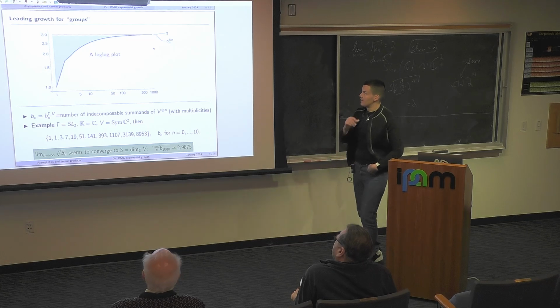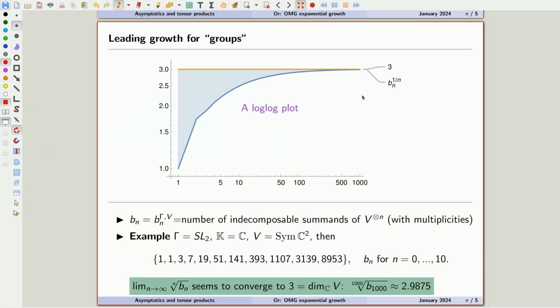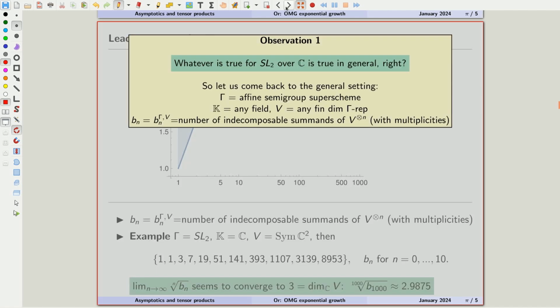You do the same, and the number will converge to 3. Well, and the thousandth one is now, convergence is really slow. It's now 2.98, but it sounds very believable that this is true. And yeah, so everything that works for SL2 should be true in general, right? So that's just my general strategy.